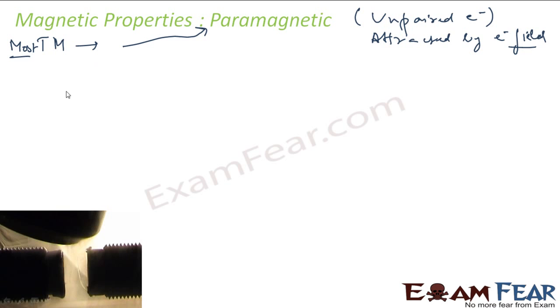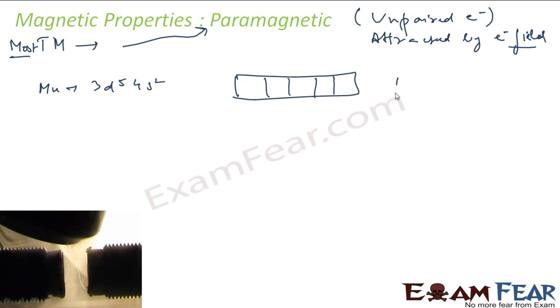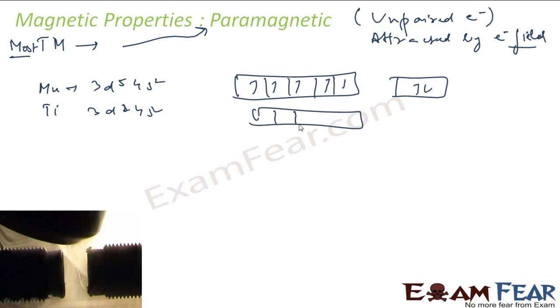I'll tell you what is paramagnetic. For example, let's take manganese. The electronic configuration is 3d5 4s2. If we draw the structure, 1 2 3 4 5 in d and 2 in s. So this is paired, this is unpaired. There are 5 unpaired electrons. Talk about titanium, 3d2 4s2. 4s has 2 electrons, and d has 2 also. So this has 2 unpaired electrons.